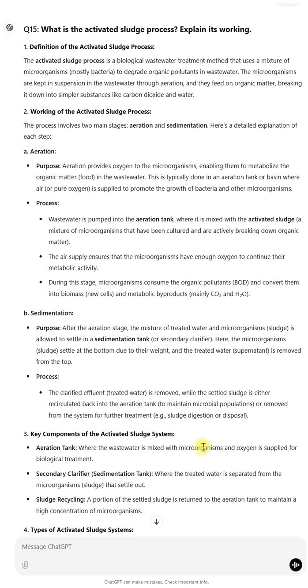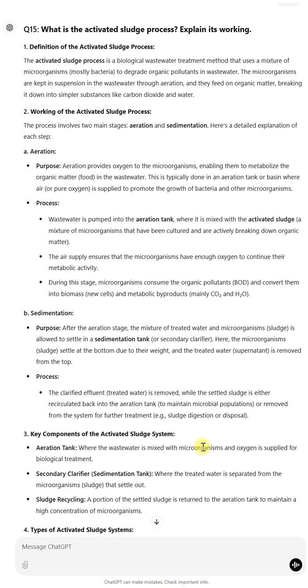The activated sludge process is a biological wastewater treatment method that uses a mixture of microorganisms, mostly bacteria, to degrade organic pollutants in wastewater. The microorganisms are kept in suspension in the wastewater through aeration, and they feed on organic matter, breaking it down into simpler substances like carbon dioxide and water.